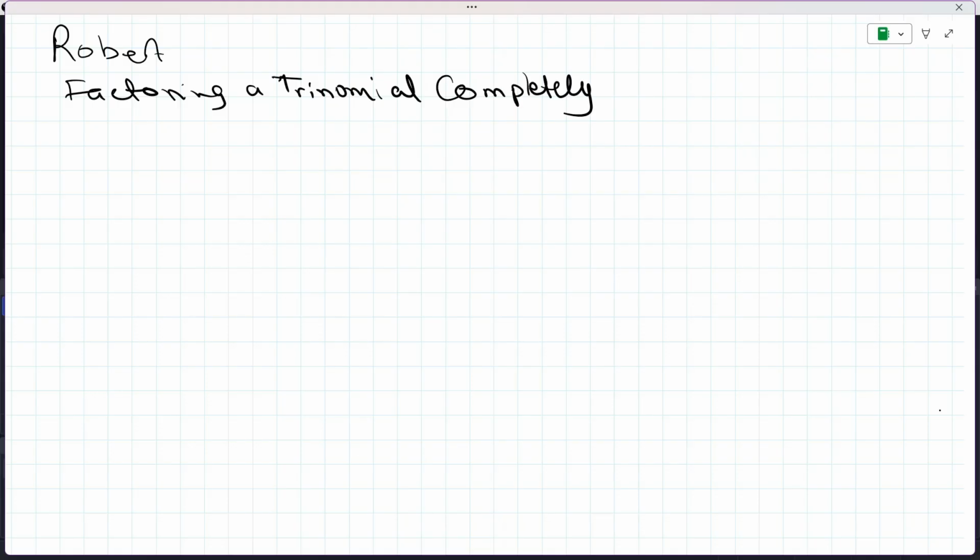In today's lesson, we will learn factoring a trinomial completely. So again, as usual, we'll look at an example or two.